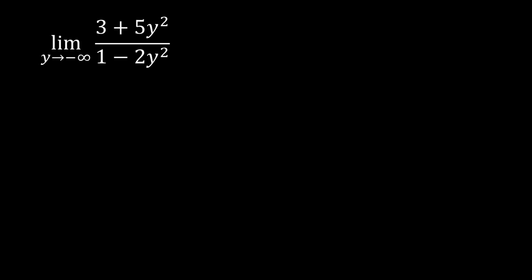The next one is the limit of 3 plus 5y squared over 1 minus 2y squared as y approaches negative infinity. Now, based on the previous videos, the videos on part 3 and 4, I think you can go over with that one. There's a shortcut for this because if you are going to use the long method, it will take time. So you can take the shortcut wherein we are utilizing the concept for the horizontal asymptote.